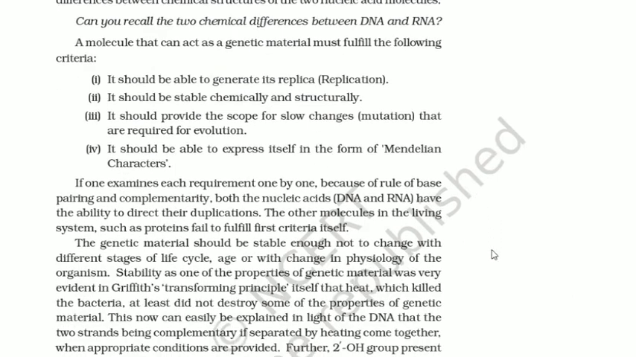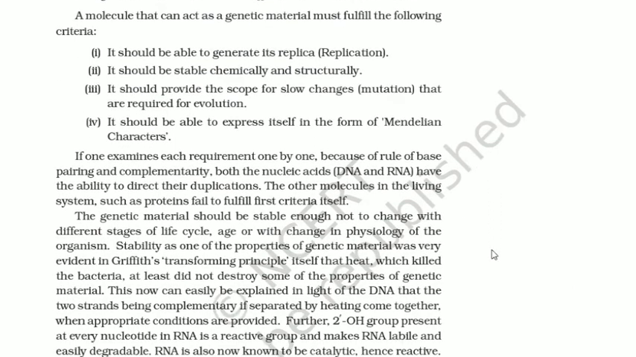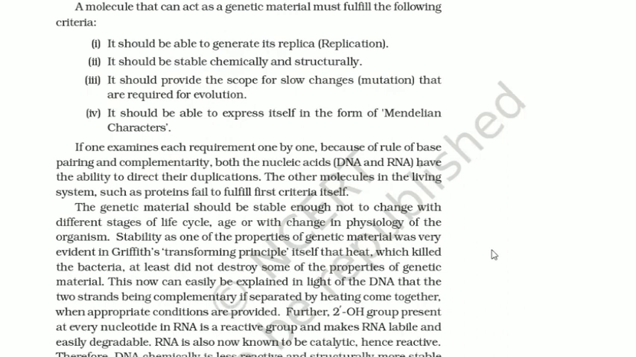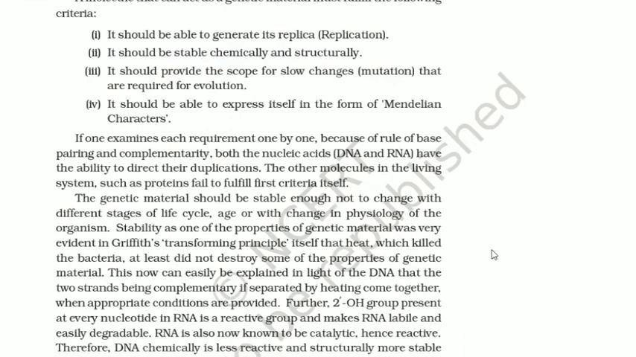A molecule that can act as genetic material must fulfill the following criteria. Number one, it should be able to generate its replica. Number two, it should be stable chemically and structurally. Number three, it should provide the scope for slow changes, that is mutation, that are required for evolution. Number four, it should be able to express itself in the form of Mendelian characters.